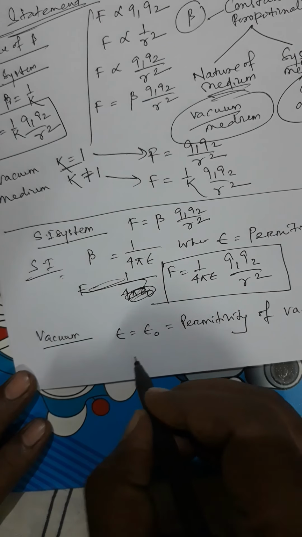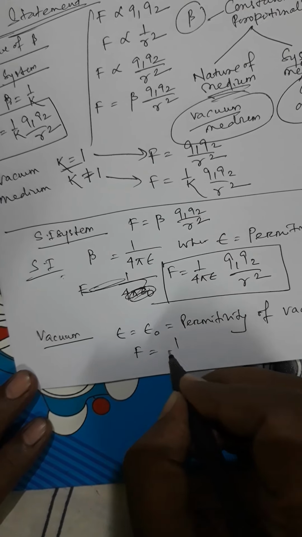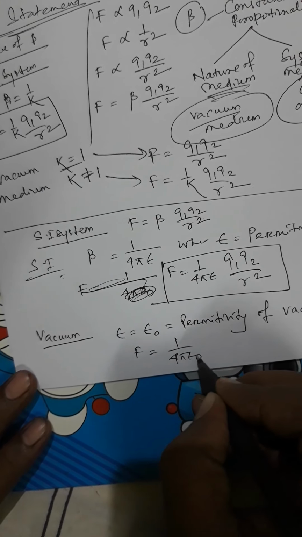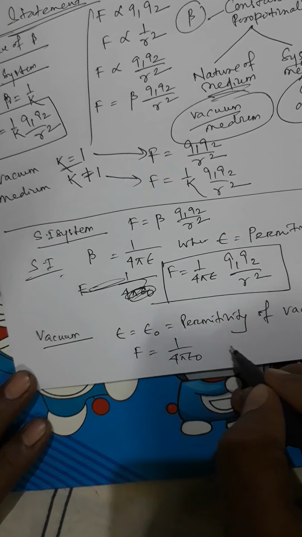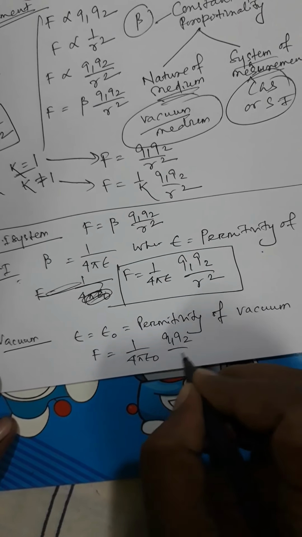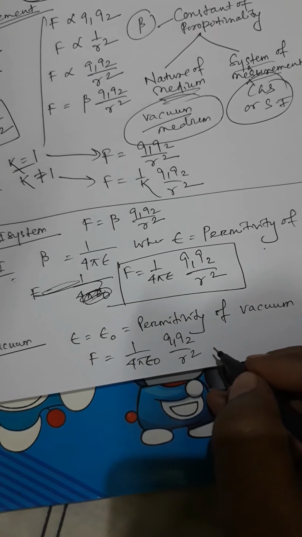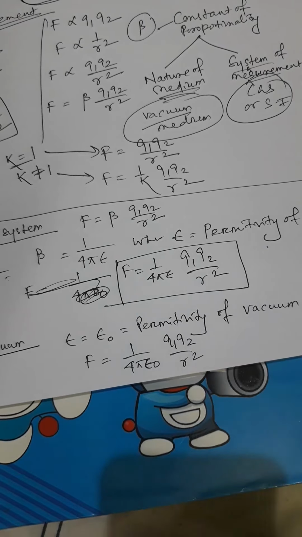So in SI system, in vacuum, F is equal to 1 by 4 pi epsilon naught q1 q2 by r square. While writing epsilon naught or epsilon, you should be very careful.